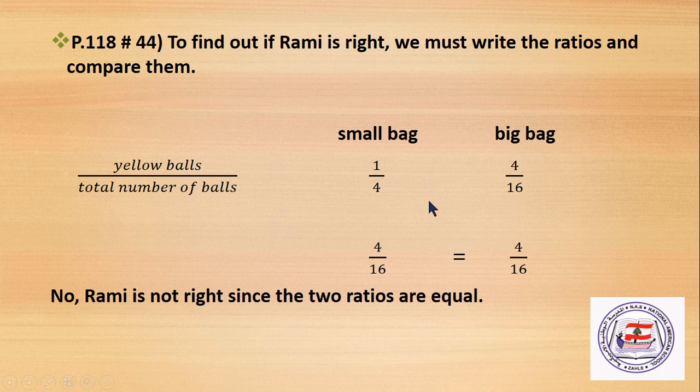Now to compare, we must find the same denominator, 16, 16. Now find the new numerator: 16 divided by 4, 4 times 1, 4. 16 divided by 16, 1 times 4, 4. These two are equal. Then, is Rami right? No, Rami is not right since the two ratios are equal.